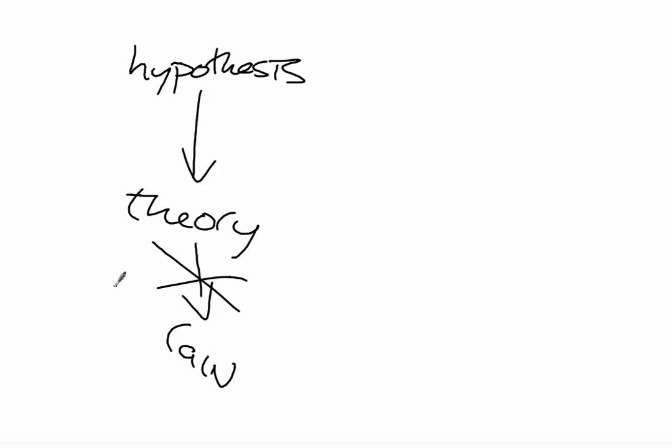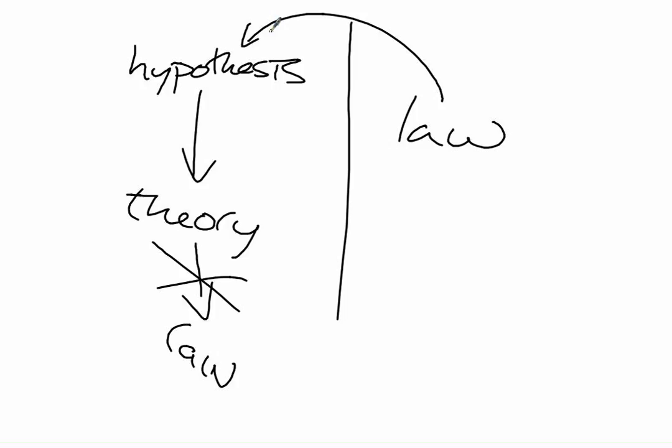So, anyway, what I wanted to point out though is that a law is separate. Right? It's a whole nother thing. If anything, the law came first, and that's where I made my hypothesis from, making those observations, and then it turned into a theory ultimately. But laws are separate. They're their own thing.